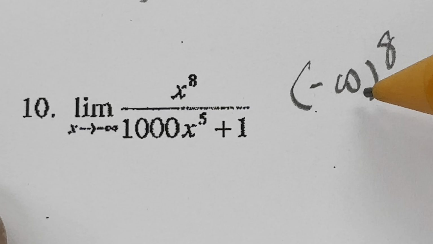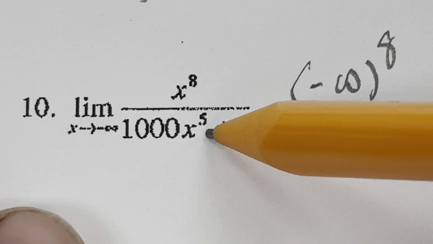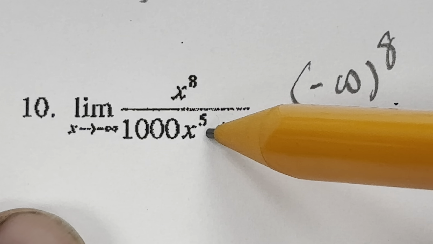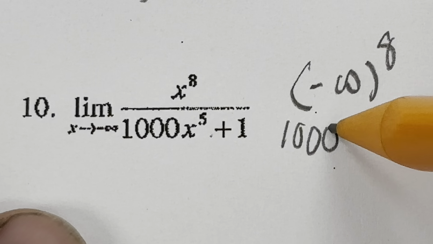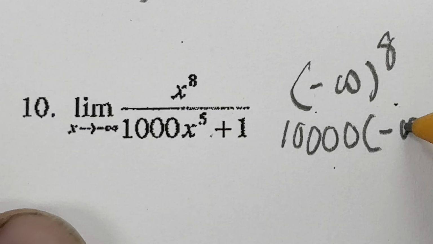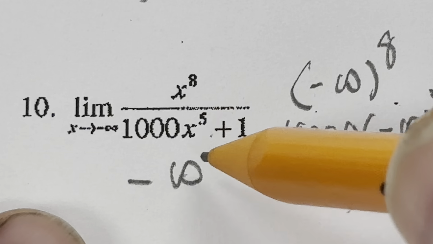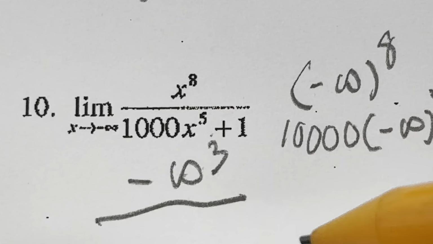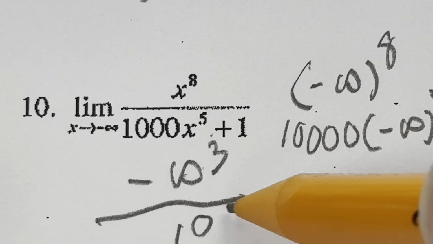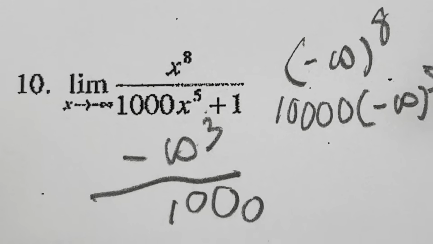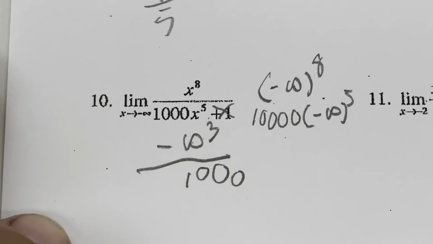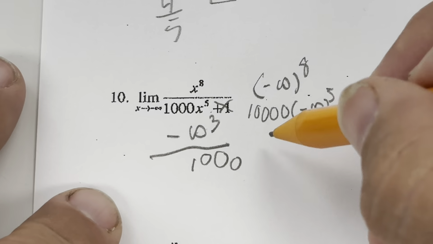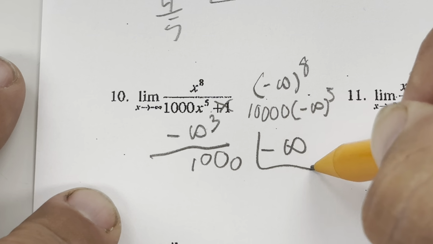As we approach negative infinity, so that would be negative infinity to the 8th. That would be positive infinity to the 8th. And this would be negative infinity to the 5th. So that would be 1,000 times negative infinity to the 5th. So that would give us negative infinity to the 3rd on top, which is negative infinity over 1,000. So who cares about that? Don't forget, we don't care about the 1. So since this is a negative infinity, it's going to go to negative infinity overall.